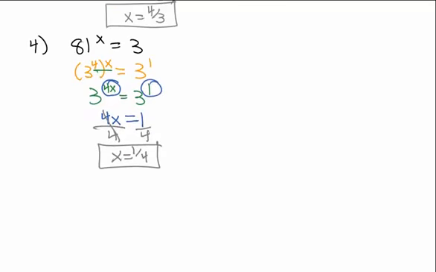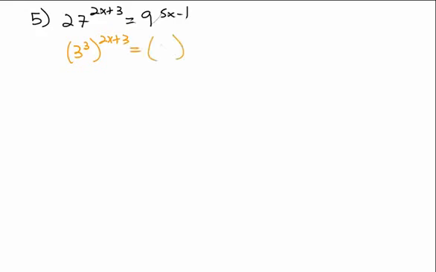And we can start to make these more interesting as those exponents become more interesting. Say, for example, we had 27 to the 2x plus 3 equals 9 to the 5x minus 1. Well, we could find the prime factorizations of both parts and find out that 27 is 3 to the 3rd power to the 2x plus 3, still equal to 9, which is 3 squared, still to the 5x minus 1 power.